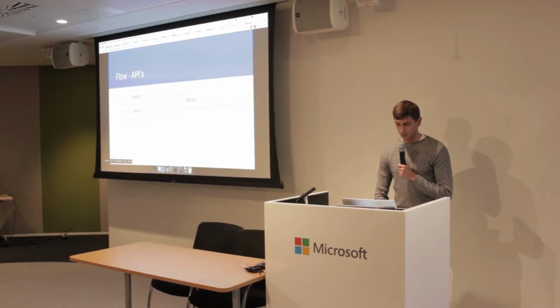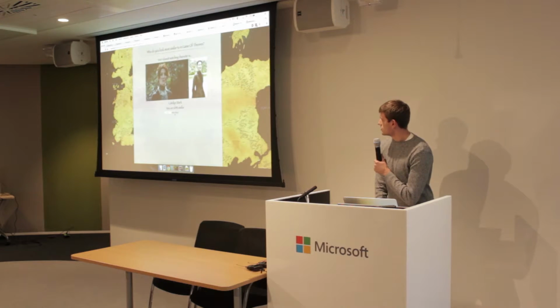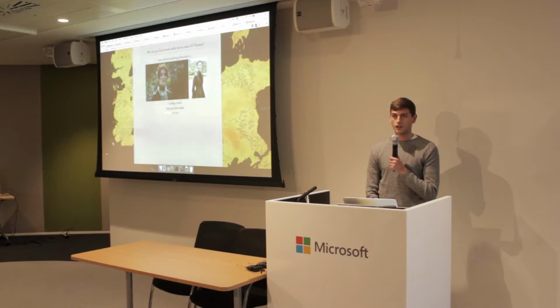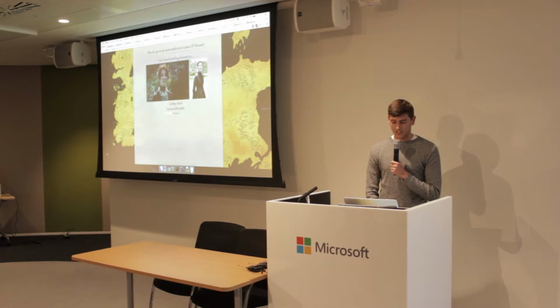I'll give you a little demo of that now. So you can see on the left is the image that I had uploaded before, and the one that's comparing against on the right. So that's quite good, 68% similar.